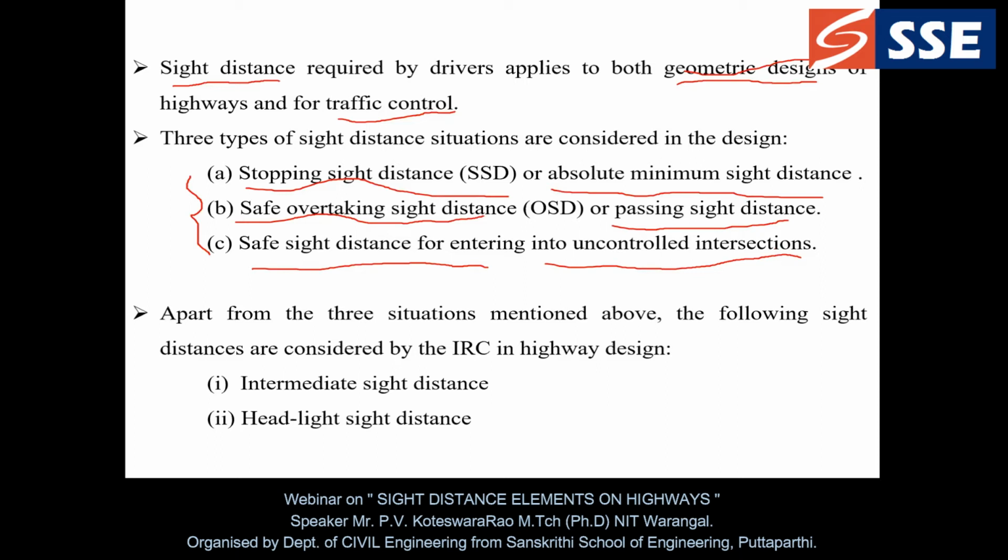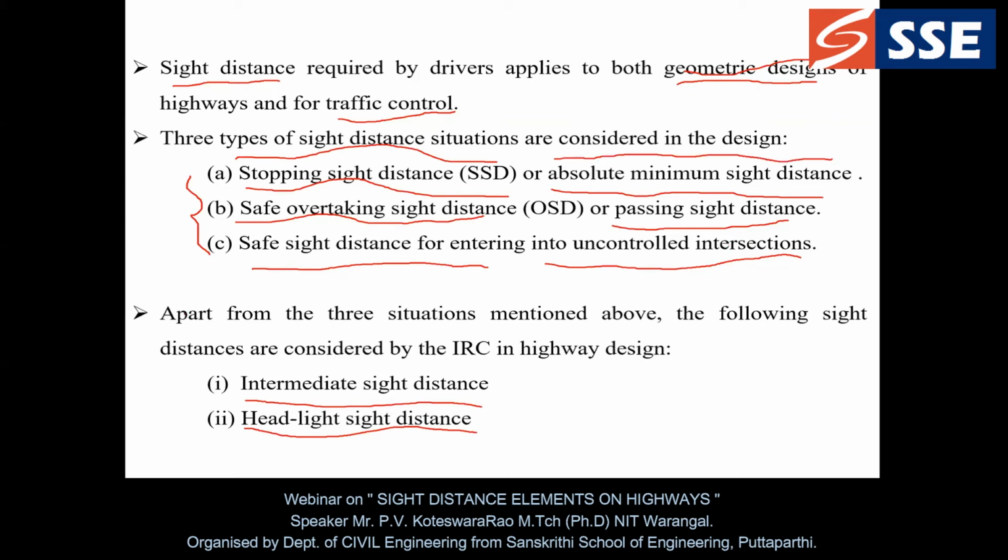In addition to these three, IRC, Indian Roads Congress, has recommended another two, that is the intermediate sight distance and headlight sight distance. We will see what all these are. So here, just from the words itself, first observe stopping sight distance or absolute minimum sight distance.